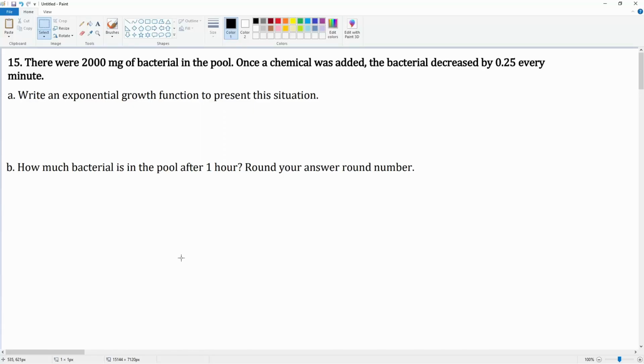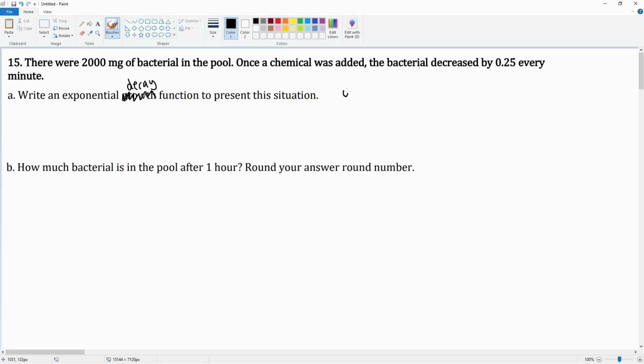Number 15, there are 200 milligrams of bacteria in the pool. Once a chemical was added, the bacteria decreased by 0.5 every single minute. You're going to write an exponential growth. It's not a growth here. It's an exponential decay for this problem because it's decreasing. Okay? Exponential function to represent the situation.